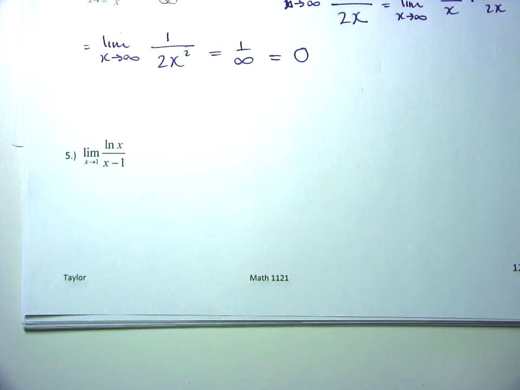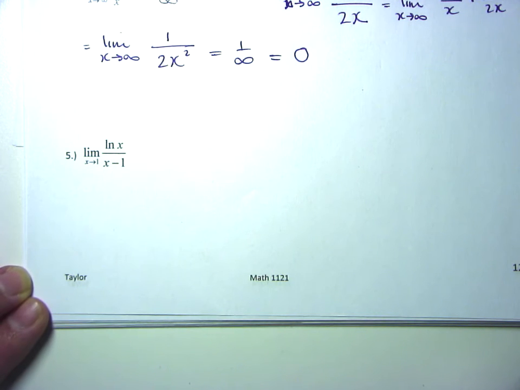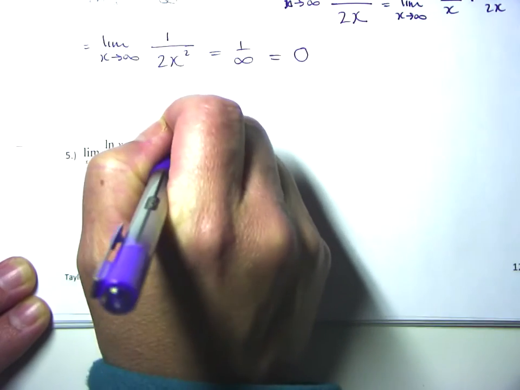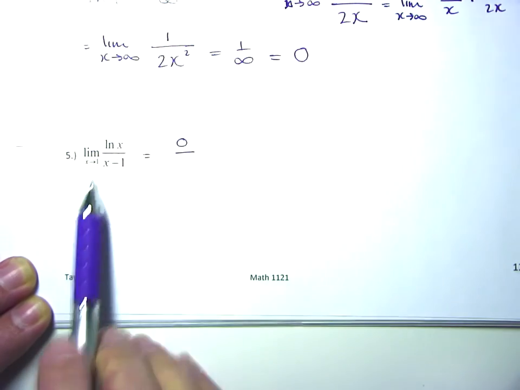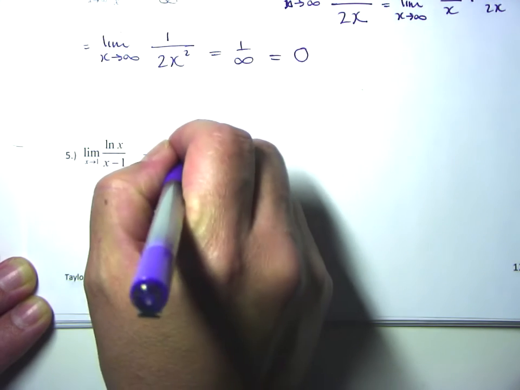All right, let's plug this limit in. I'm going to plug 1 in for x in the numerator. What is the value of natural log of 1? The natural log of 1 has what value? It is equal to 0. Thank you. Divided by, plug 1 in the denominator. 1 minus 1 is 0.